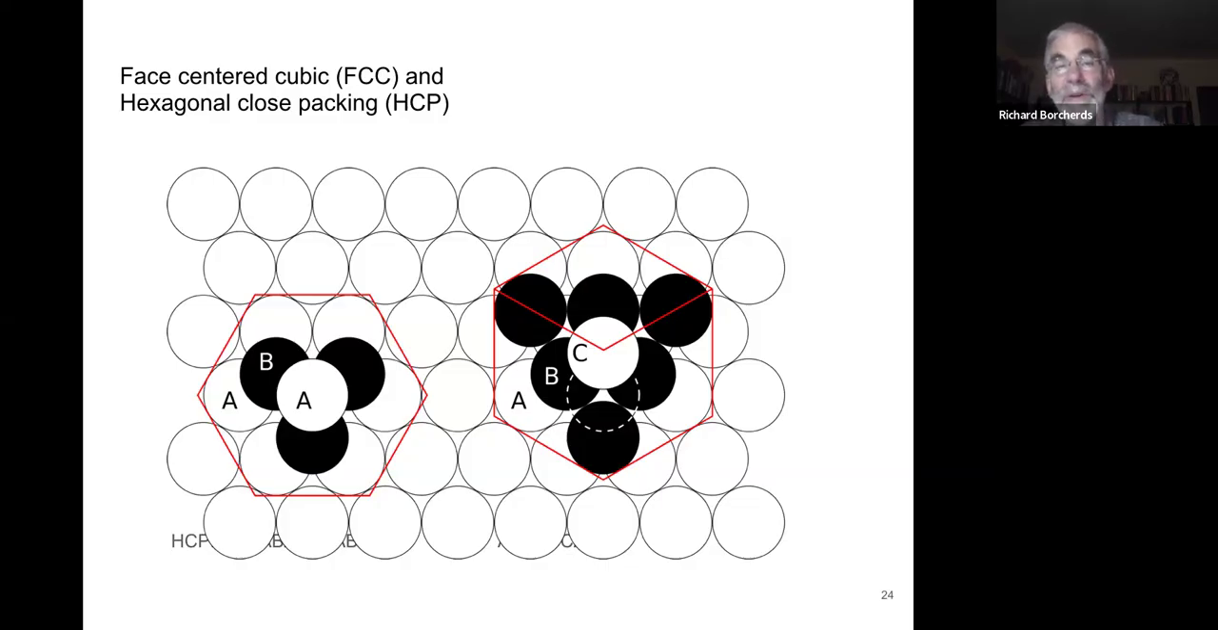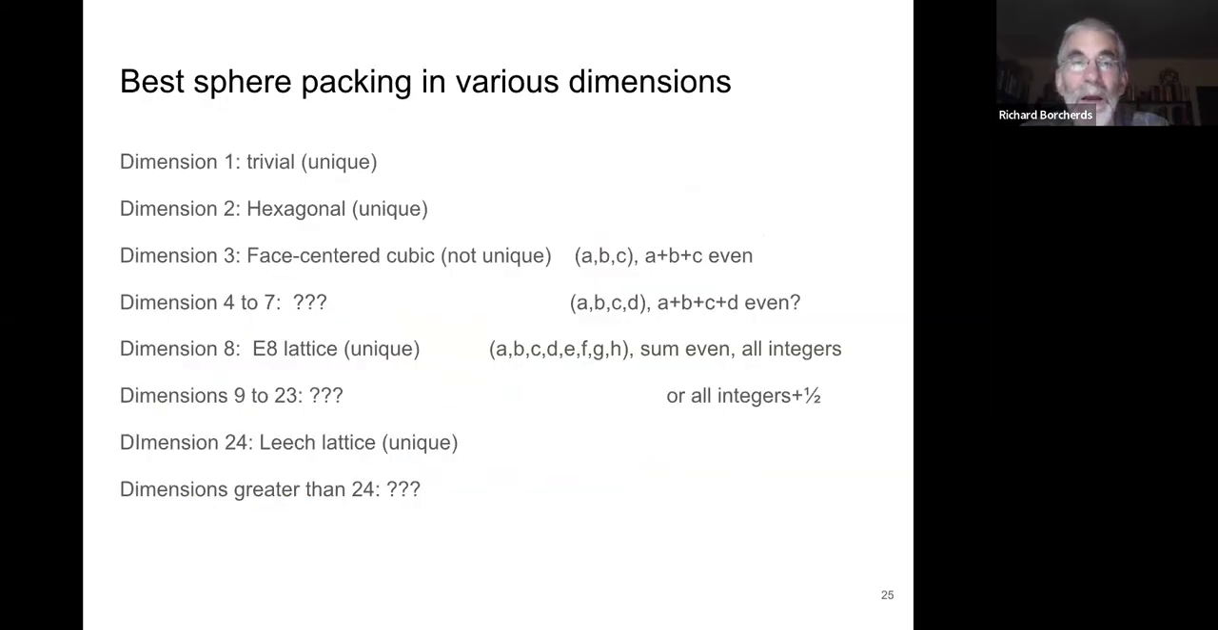So you can either put the third layer directly above the balls in the first layer, or you can put them so that they're sort of above gaps in the first layer. And this actually gives infinitely many ways of packing cannonballs in 3 dimensions, because each layer you add, you have a choice of 2 ways to add the layer.